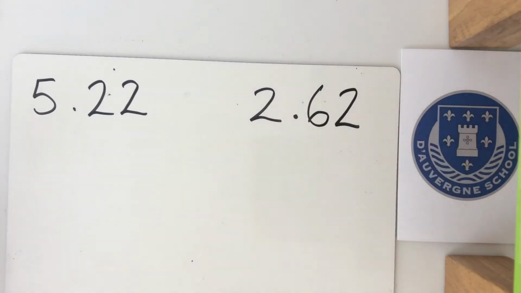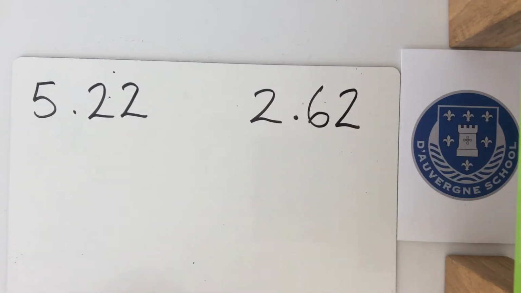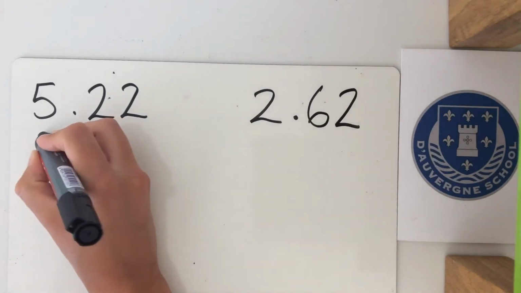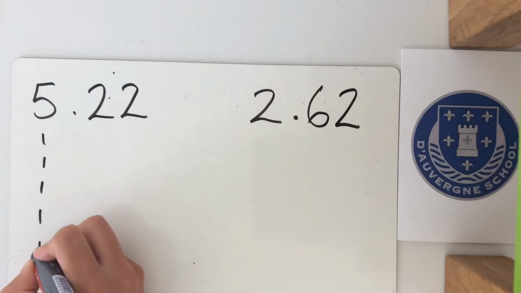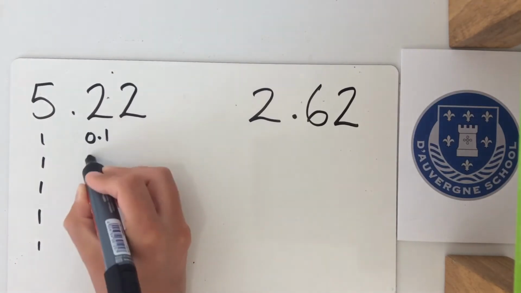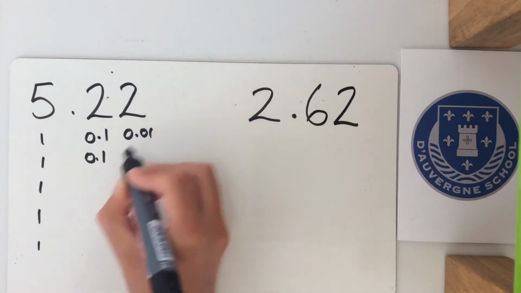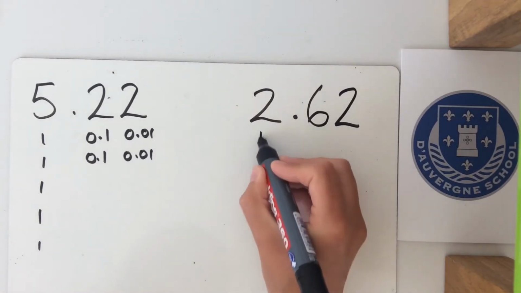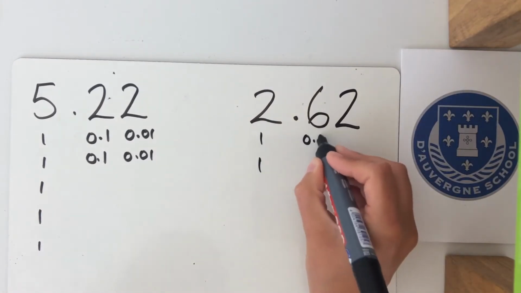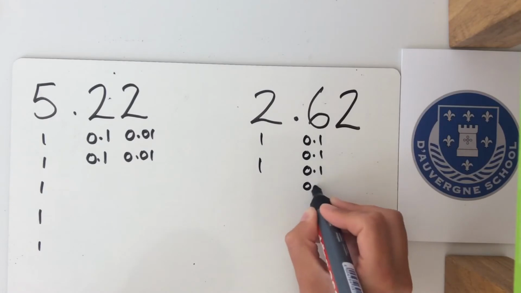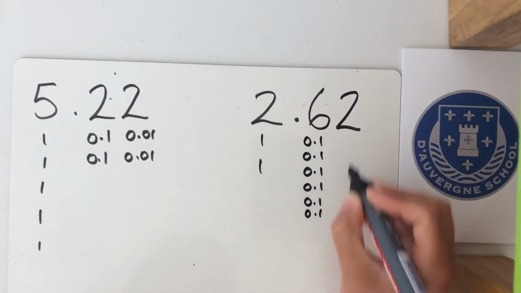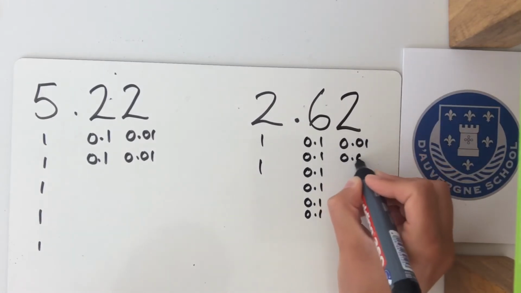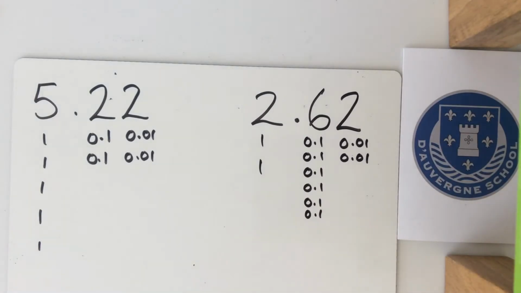2.62. Okay, using place value discs and greater than and less than. Pause the video now. Okay, so we've got 5 ones, 2 tenths and 2 hundredths, and we've got 2 ones, 6 tenths and 2 hundredths. Which one is greater?